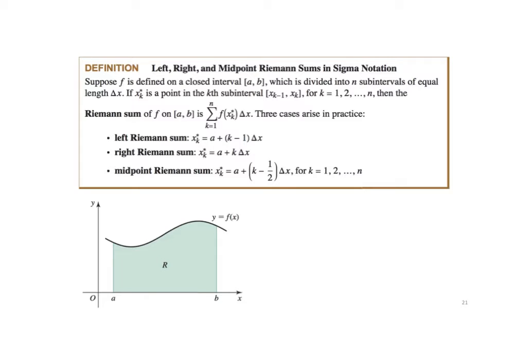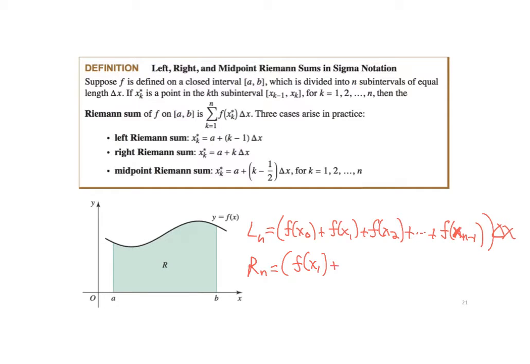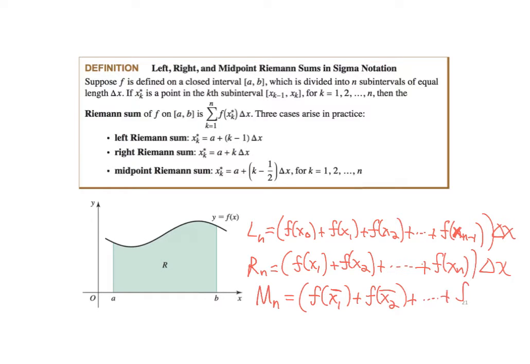Remember earlier when we had the right Riemann sum, the right endpoint Riemann sum, we had f of, I'll call it x0, plus f of x1, plus f of x2, etc., plus f of xn minus 1, times delta x. That was our Ln. And then Rn was f of x1 plus f of x2 plus etc. plus f of xn, all multiplied by delta x. And then Mn was f of x1 bar. Remember, the x1 bar notation means midpoint in this case, plus f of x2 bar plus etc. plus f of xn bar, all multiplied by delta x.